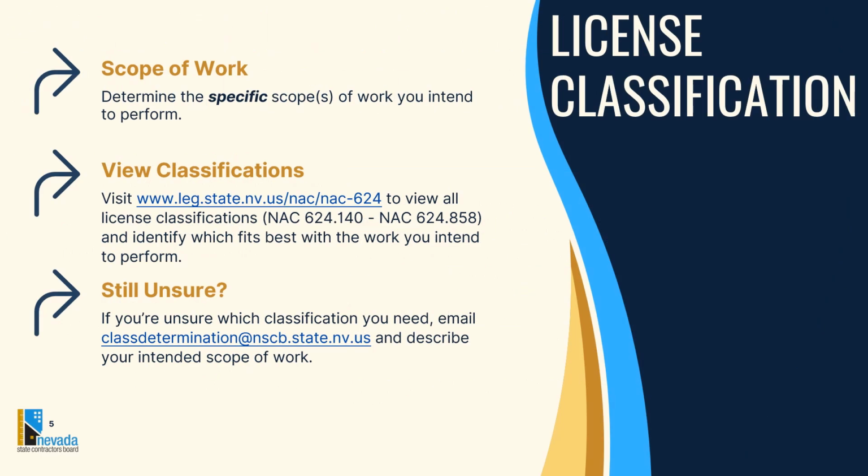After registering your business, the next step is determining the correct license classification. Nevada contractor licenses are divided into categories based on the type of work a contractor performs. You can review all available classifications in Nevada Administrative Code Chapter 624.140 through 858. If you're still unsure, you may email our class determination listed below with a detailed description of the work you intend on performing, and they will help pinpoint the best classification for you in writing.